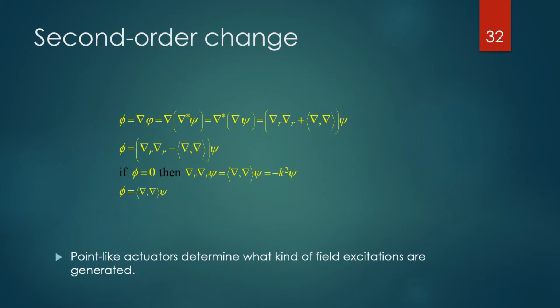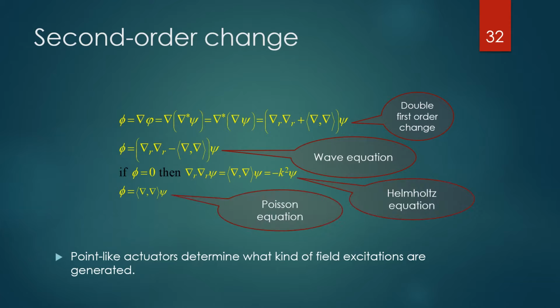Second-order differential equations exist in several forms. Some of them are well known for several centuries. Examples are the wave equation, the Poisson equation, and the Helmholtz equation. The solutions of homogeneous equations superpose with other solutions. Point-like actuators determine what kind of field excitations are generated.